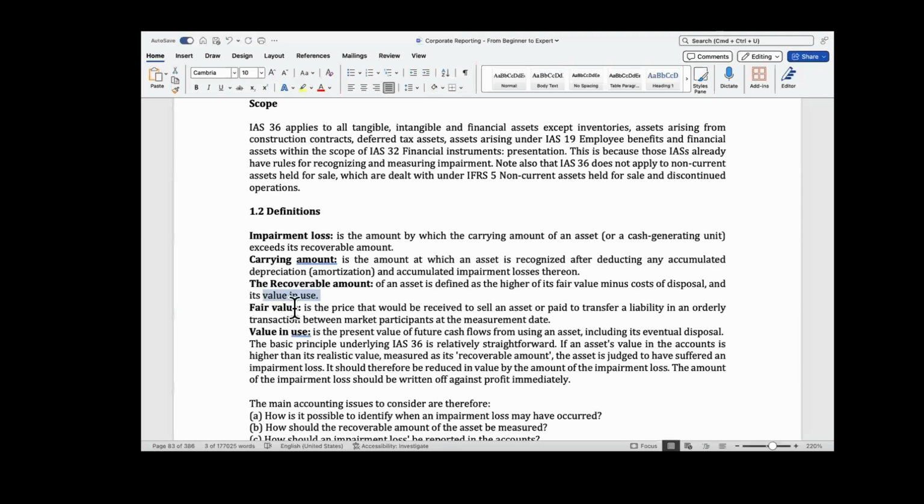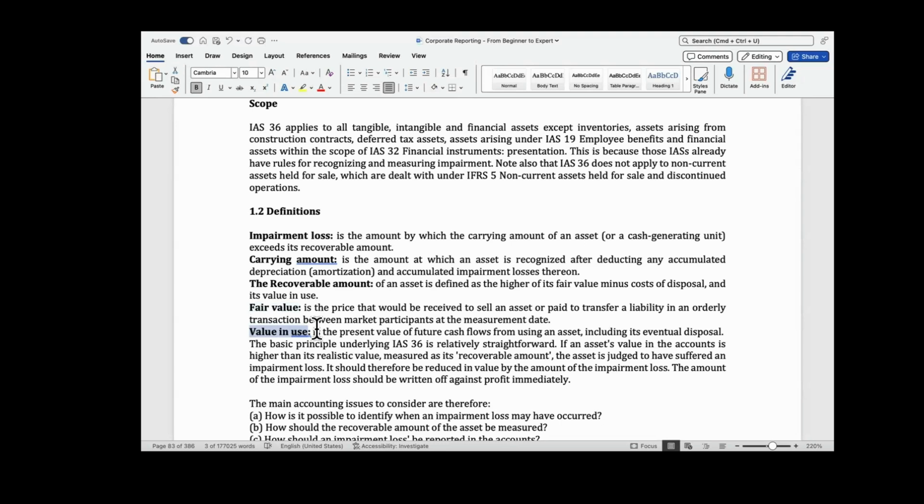So what is fair value? Fair value, you can take it as the selling price of an asset. You can take it as how much you will receive when you sell an asset. Value in use, you can take as how much you would get from continuing to use an asset. That's the value in use.